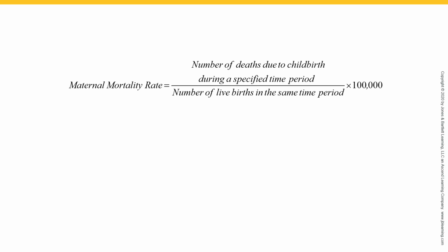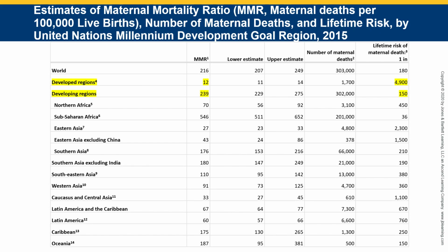And maternal mortality rate: the number of deaths due to childbirth during a specific period, and the number of live births in that same period. So gratefully, the maternal mortality rate is low, but it does happen. Okay. So estimates of maternal mortality rate, that's MMR, by 100,000 live births. And let's see, in developed regions, it's 12. Developing, in the world, it's 216. Interesting.